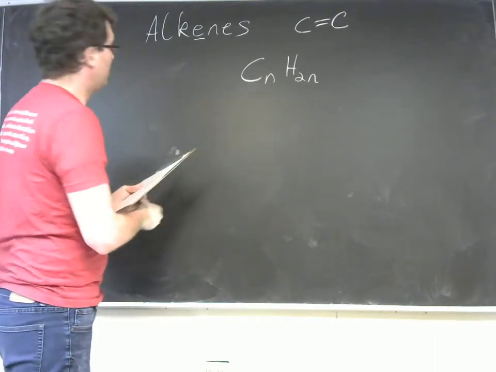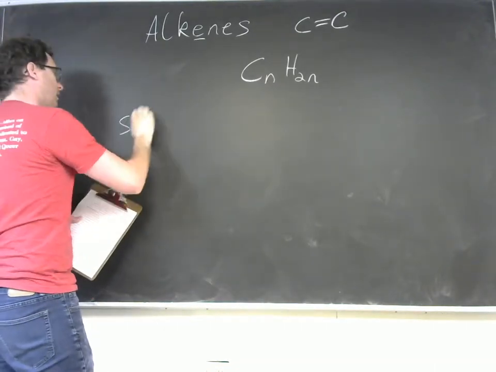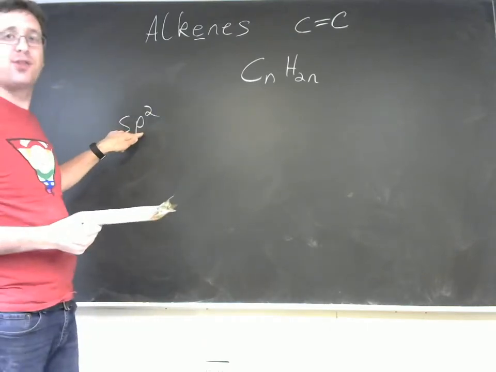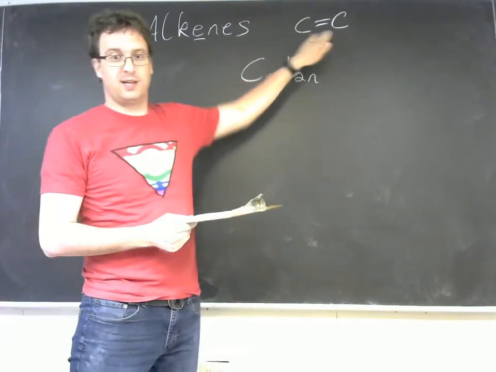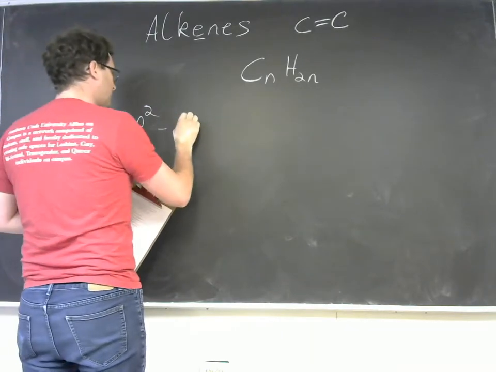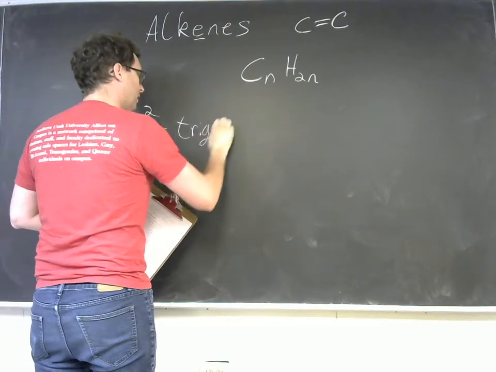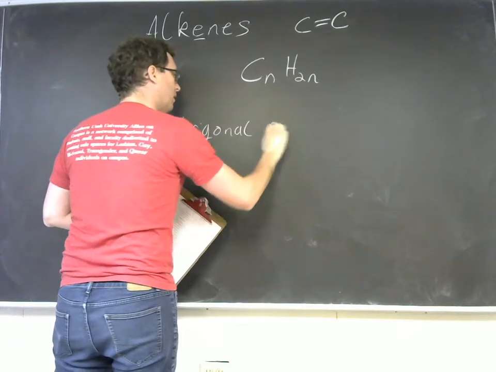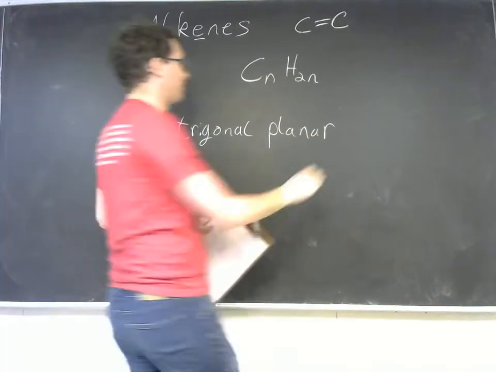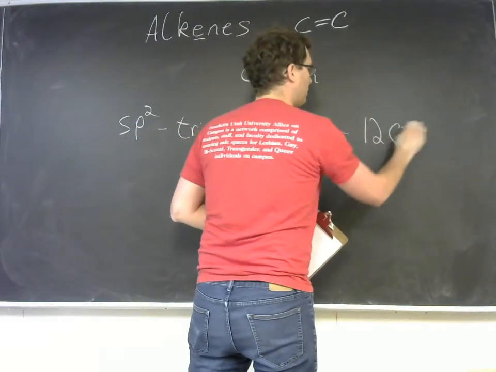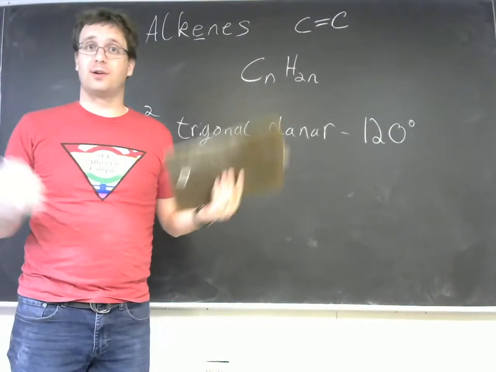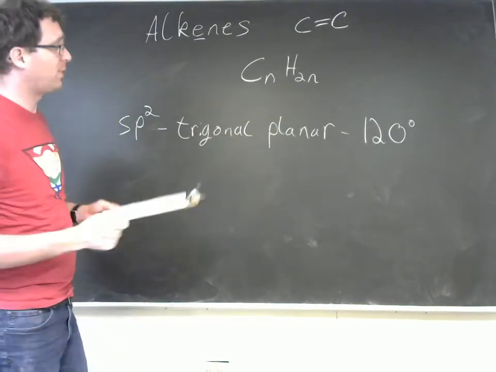The alkene carbons are going to be sp2 hybridized. That unhybridized third p orbital is what participates in the pi bond, or the double bond. This is going to make it trigonal planar in its molecular geometry, with bond angles of 120 degrees. So the alkenes, at least around the double bond, are planar molecules with 120 degrees.